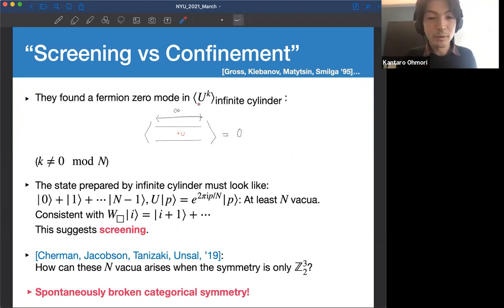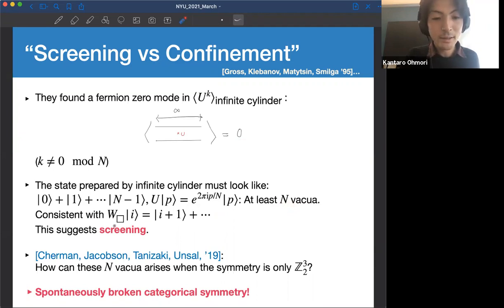For that reason, it should be diagonalized in a vacuum. So the only way that this becomes 0 is that the state prepared here is a superposition of vacua. There has to be at least N vacua, and each vacuum has a different possible eigenvalue of U. Otherwise, we cannot get 0. So one conclusion is that there have to be at least N vacua.